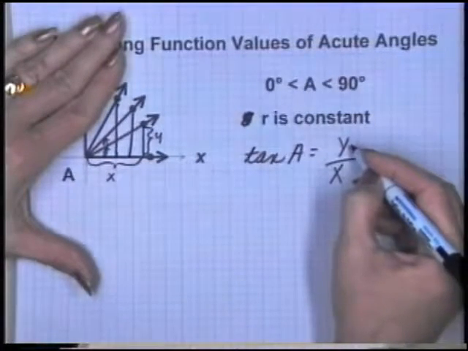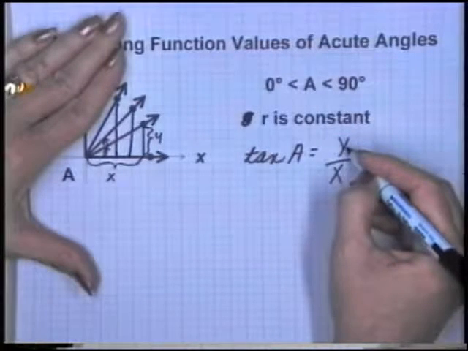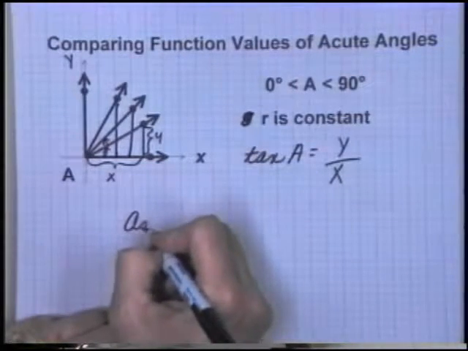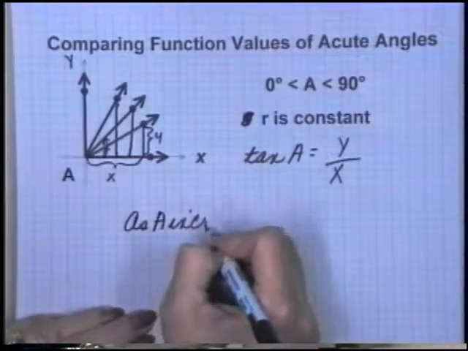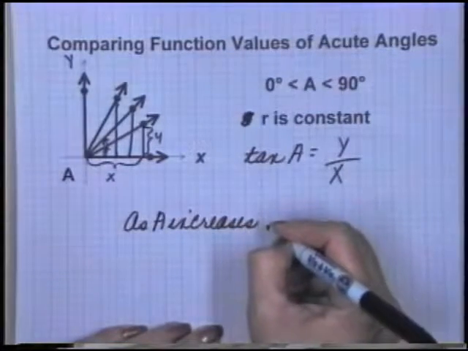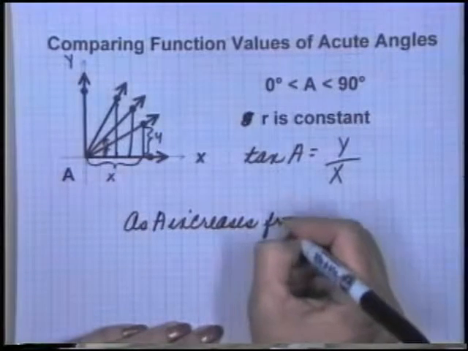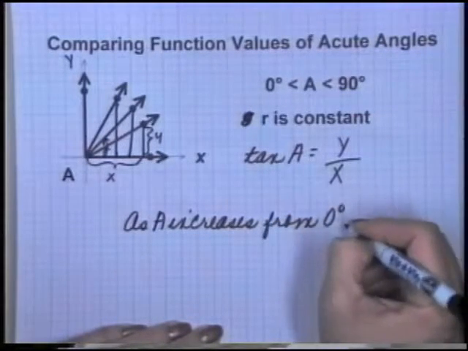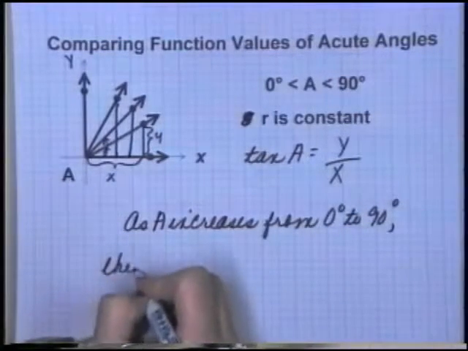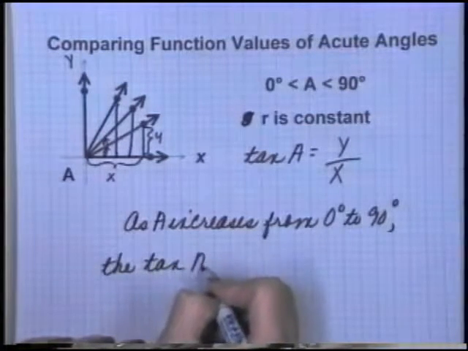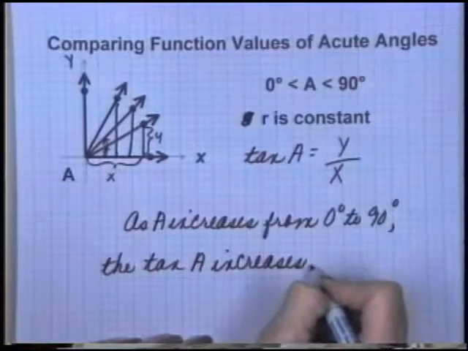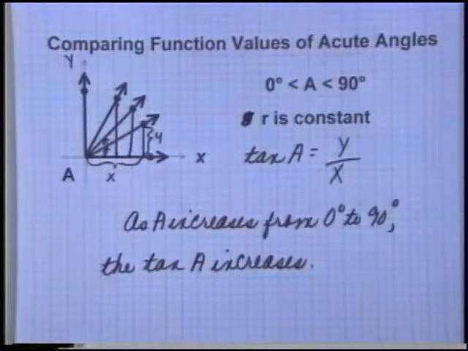So what happens to a fraction when the numerator gets larger and the denominator gets smaller? The fraction gets larger, doesn't it? So as A increases, as angle A gets larger, as it goes from 0 to 90 degrees, the tangent of angle A increases also.